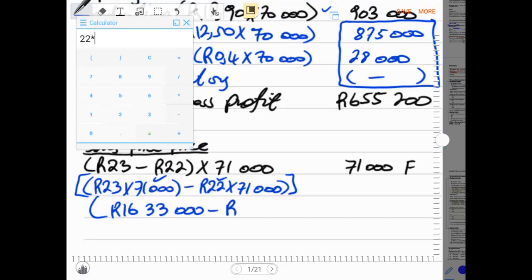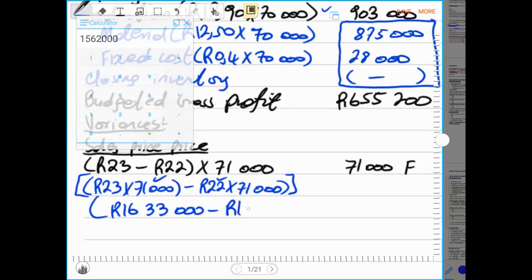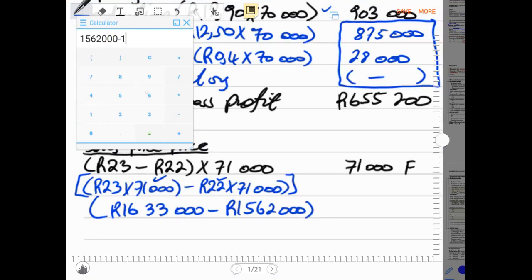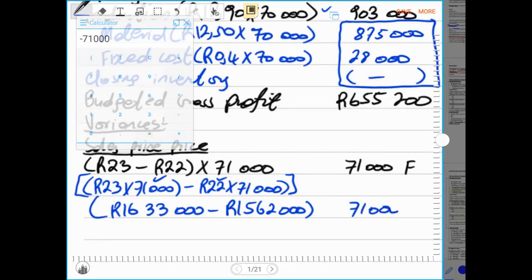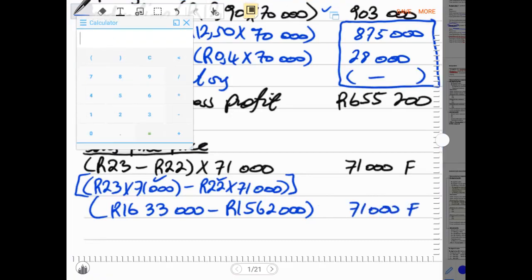Therefore, that will be 22, the standard or budgeted selling price, times 71,000 units that were actually sold. This gives us 1,562,000 rands. So this becomes the standard sales revenue. And we say minus 1,633,000 rands. This gives us the same 71,000 rands as a favorable variance.